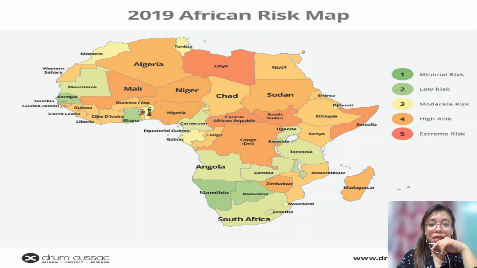And for the African risk map, mostly they are under high risk. We have low risk, minimal risk, which is Zambia and Botswana, that is low risk. There are also red, Libya, and extreme risk. So what does this risk map represent? This risk map just shows us the countries that are under different kinds of disaster risk. As you can see, mostly the countries under high risk are African countries.